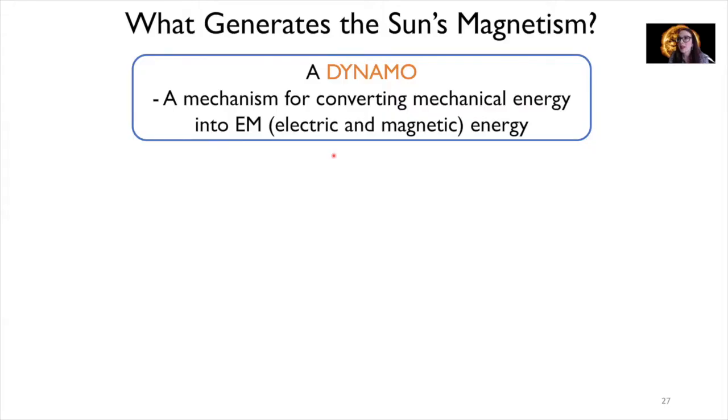What generates the sun's magnetism? Well, it is a process called a dynamo, which we already learned a little bit about for the Earth. A dynamo is a mechanism that converts mechanical energy into electric and magnetic energy. In our Earth's interior, that was motion of the liquid metallic outer core. In our sun, it's motion of the hot gas that the sun is made up of that creates magnetic fields.